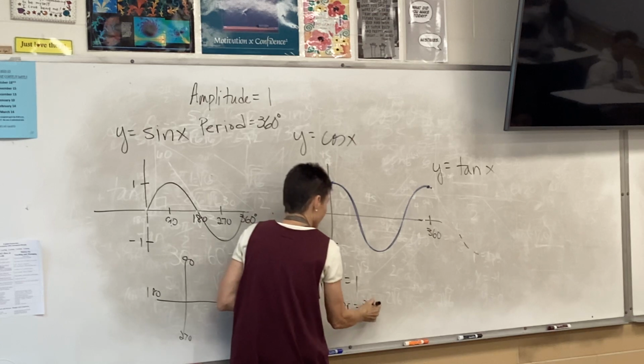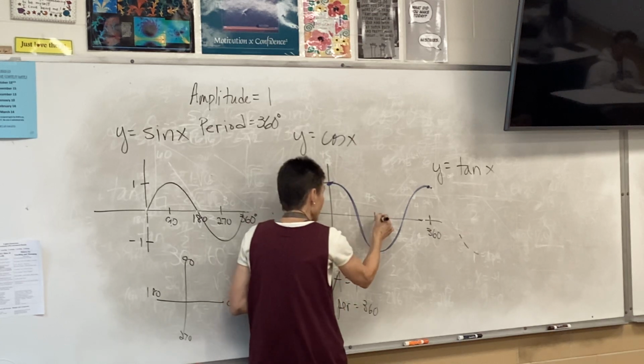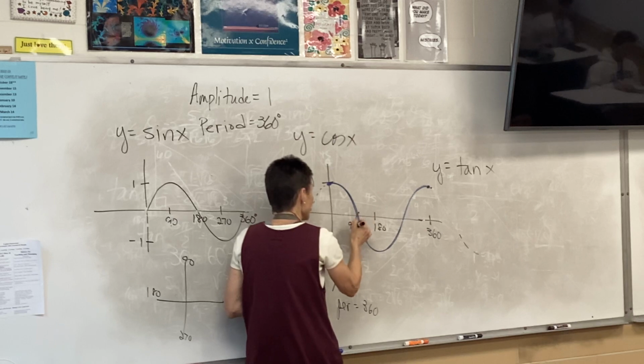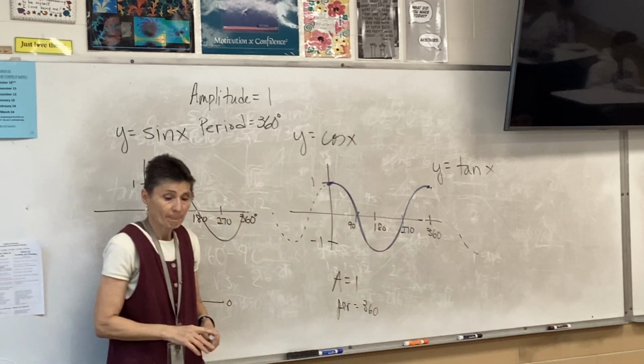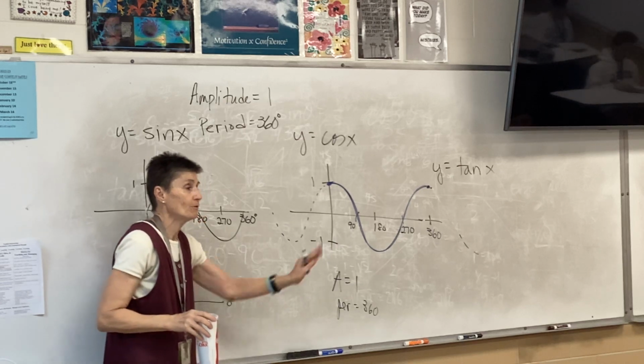Here is my 180. Here is my 90, here is my 270. The labels are identical. It's the same curve, but shifted.